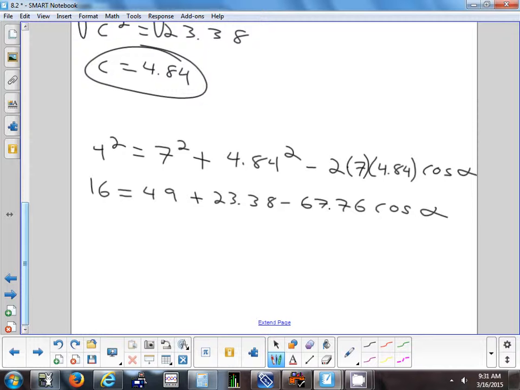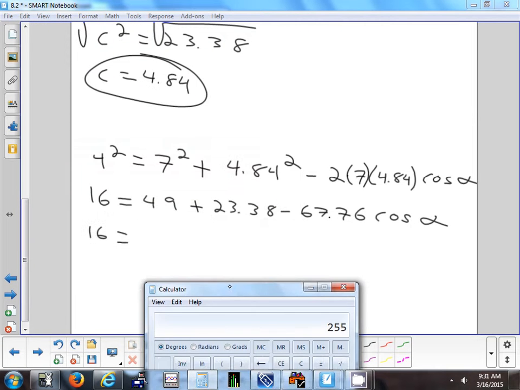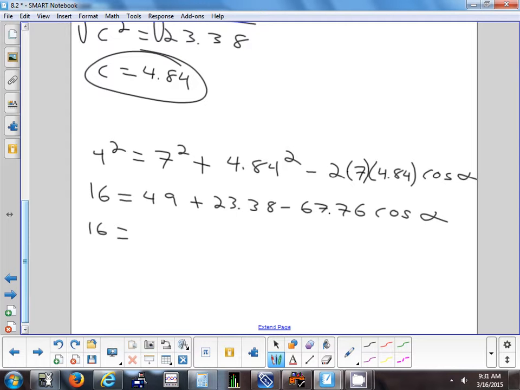Okay, what would I do next there? Find like terms. So you can combine 49 and 23.38 because it's not going to affect the 67.76 multiplied by cosine alpha. Okay, so let's combine 49 plus 23.38. You can get 72.38.